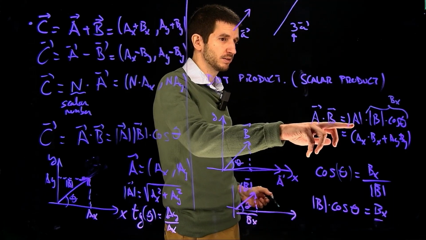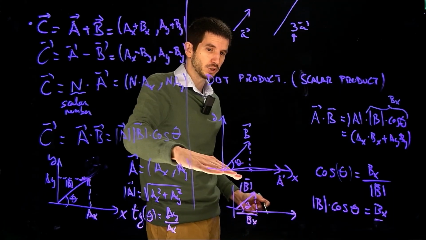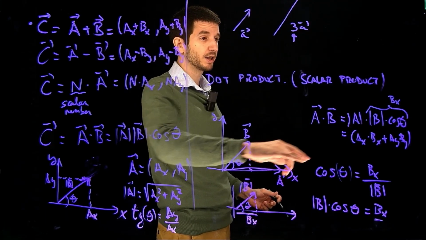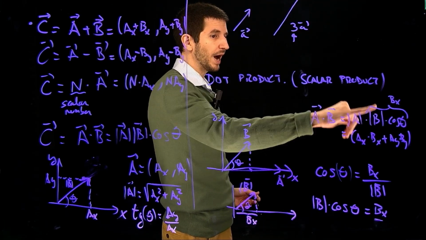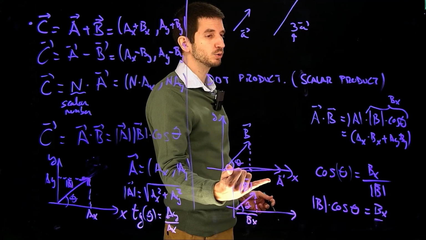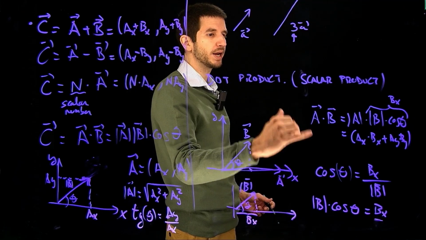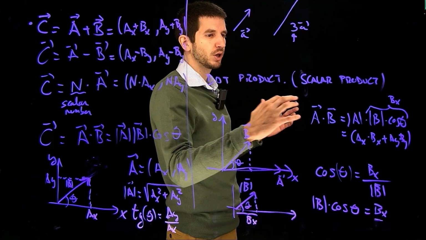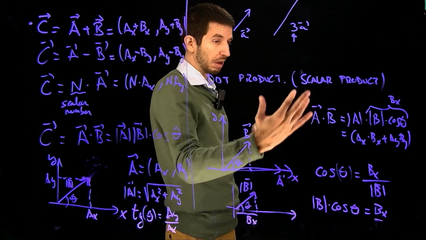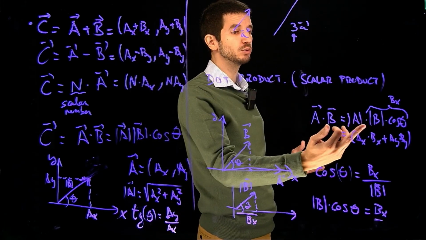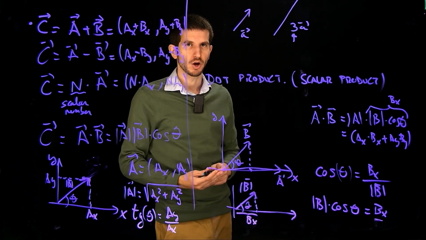And a, in this particular example, we aligned a with the x-axis, but it could have been aligned anywhere. At the end of the day, what this means is that we are projecting vector b onto the direction of vector a. So the dot product is multiplying the strength or the magnitude of vector a times the strength or the magnitude of vector b onto the direction of vector a.